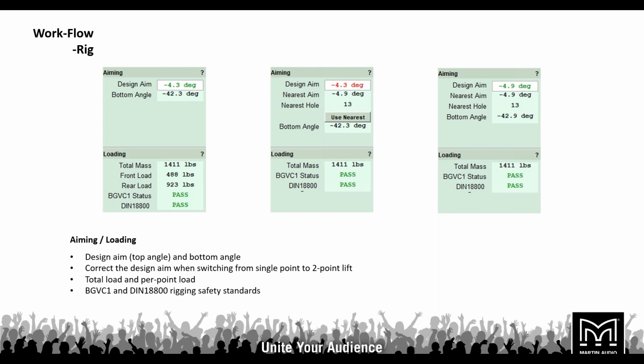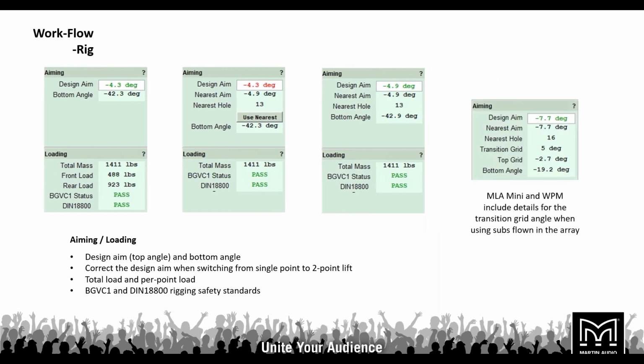If you switch from 2 points to a single point, you may not be able to reach the design aim that was intended. So you can just click that use nearest button, and that will correct the aim to the new one, and will tell you the nearest hole where you can achieve that angle. And it will show you the total mass, front and rear load if you're using 2 points, as well as the status of your BGVC1 and DIN safety standards.